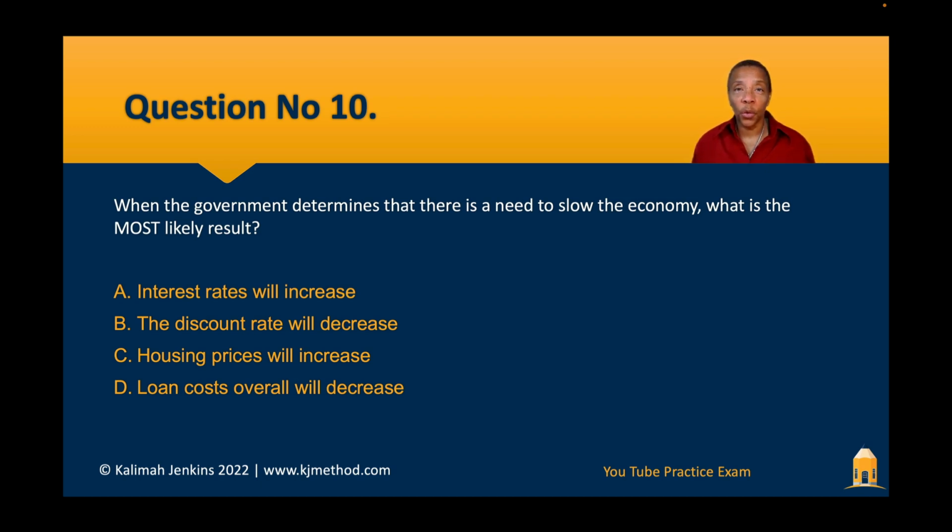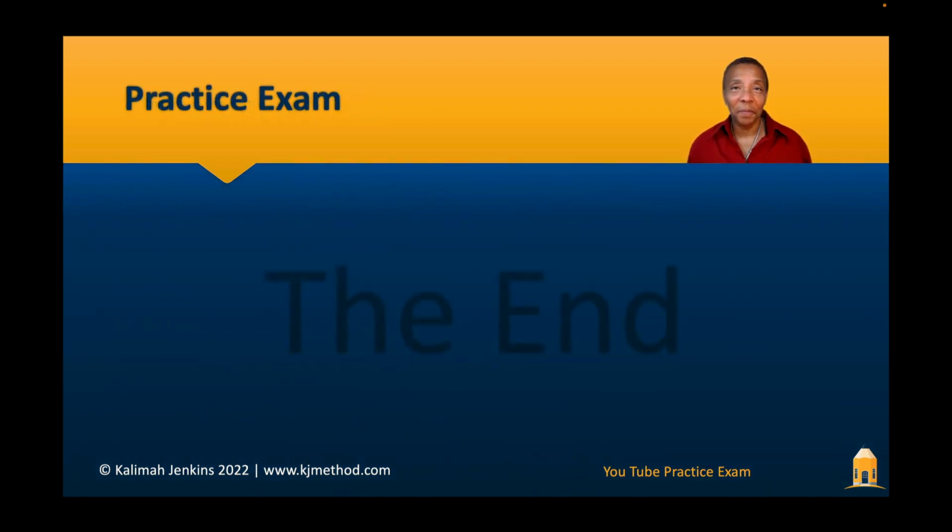Housing prices will increase. Well, if the interest rates are higher, housing prices should, over time, begin to reduce, but that is also not directly government intervention. So they can't do that at the inception. What they can do is deal with the interest rates and then hopefully put pressure on the economy. And then the last one, loan costs overall will decrease. No, loan costs overall will increase because, again, that interest rate going up means over the life of the loan, that loan is going to be more expensive.